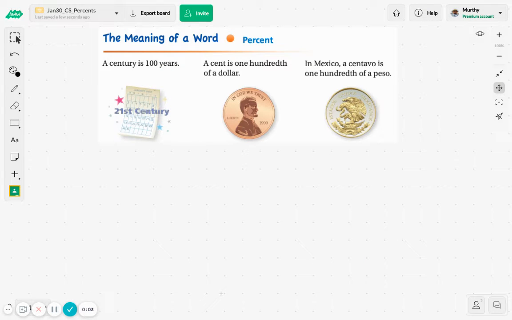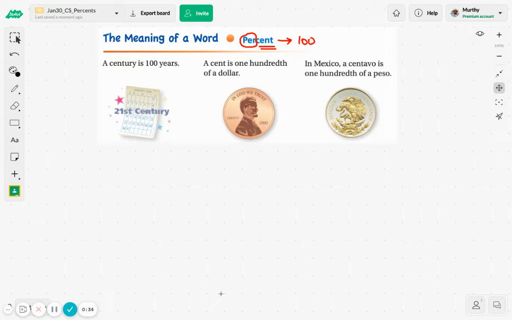Today's class, I'm going to quickly revise whatever you learned in the previous class. So let's quickly have a recap of the meaning of the word percent. Percent means it is PER and CENT. Cent means actually the meaning is 100.